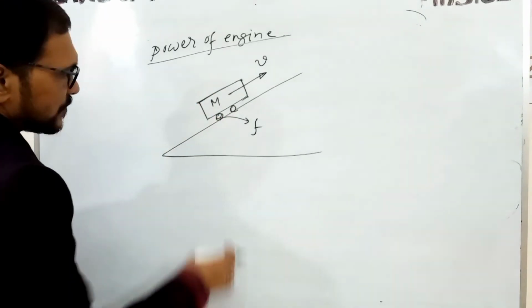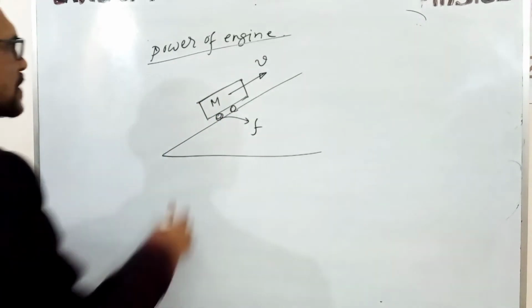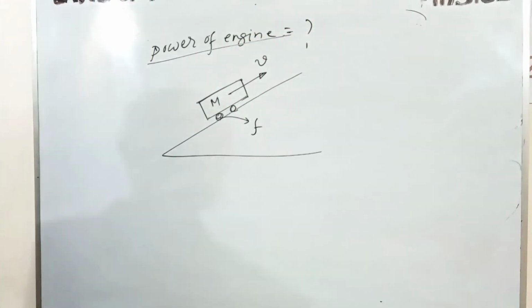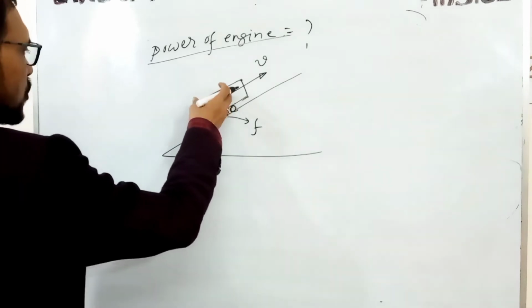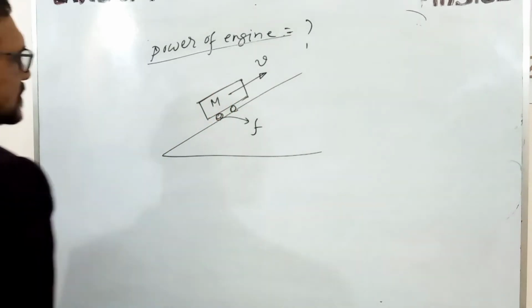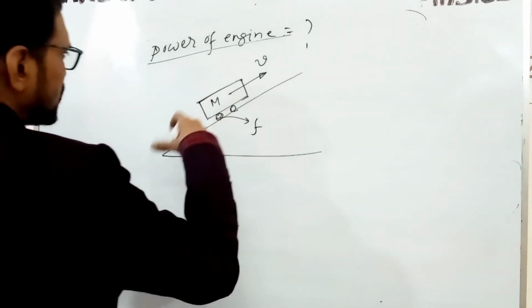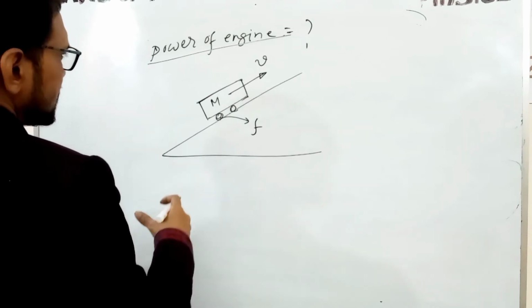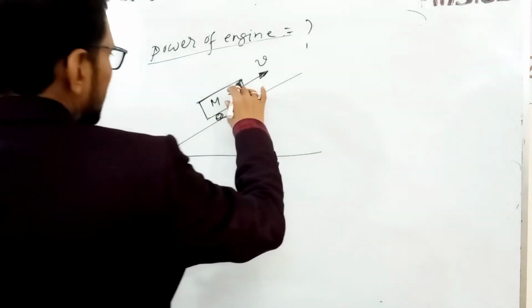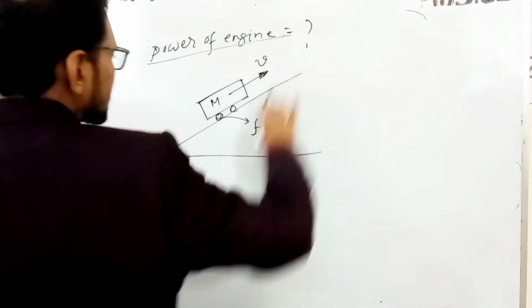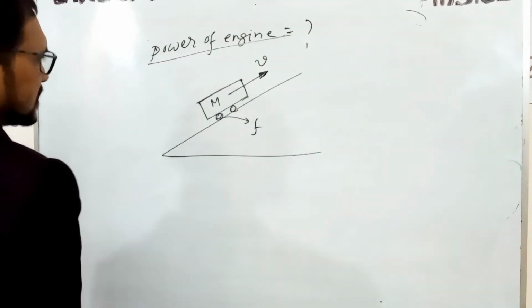The weight of the car is m, and the coefficient of friction f is given. What is the power of the engine? Question. Power. So what is the force required? What is the force acting on the car such that the engine requires to deliver the power to maintain the velocity of the car along the upward direction? What is the power required?